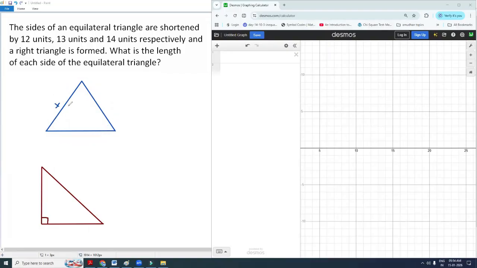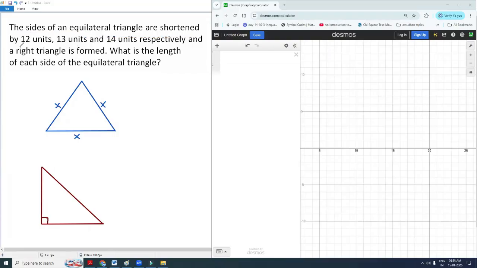Let me assume x as the length of each side of the equilateral triangle. Our aim is to find the value of x, because we have to get the length of each side of the equilateral triangle. Now let me consider the information we have over here. The sides of an equilateral triangle are shortened by 12 units, 13 units, 14 units.